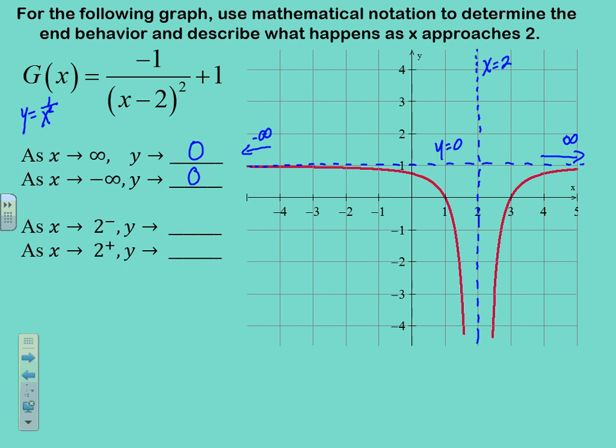So the notation, and let me go to a different color here to differentiate. Here what it's saying: as x approaches positive 2 from the left side, and as x approaches positive 2 from the right side, what direction does y go? And you can see in both of them, they're going to head down to negative infinity.